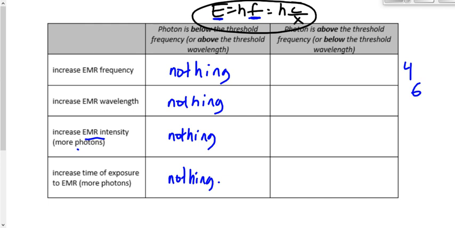So if the threshold frequency is 4, and we have a frequency of 6, then our car has enough energy to make the shopping cart go flying. But if we increase it to 9, then the car has way more than enough energy to cause the shopping cart to go flying. We still only get one shopping cart going flying, but that shopping cart's going to be moving a lot faster. So what happens here? We have a 1-to-1 ratio, but that electron that's ejected will be more energetic.